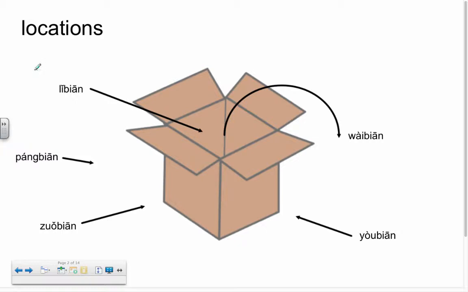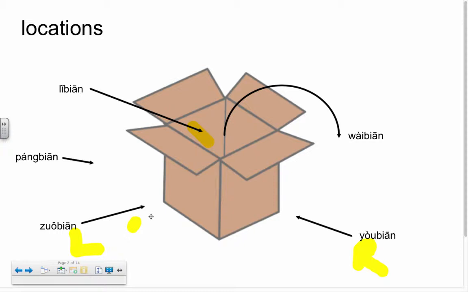And I just used the boxes. 里边 inside. Outside 外边. Next to 旁边, to the left of 左边, and to the right of 右边. It's tough to draw, so make sure you don't mix up 旁边, which means next to, and 左边 and 右边, which is left and right of. Okay? So there are some locations with the box.